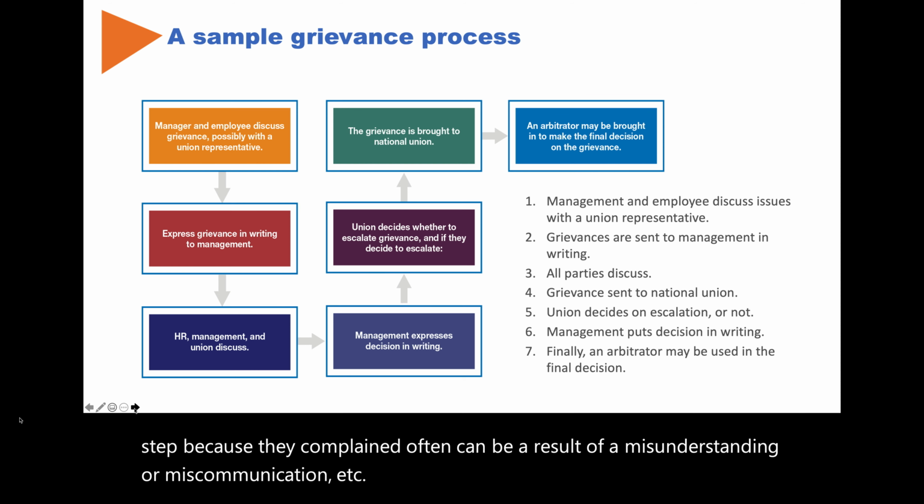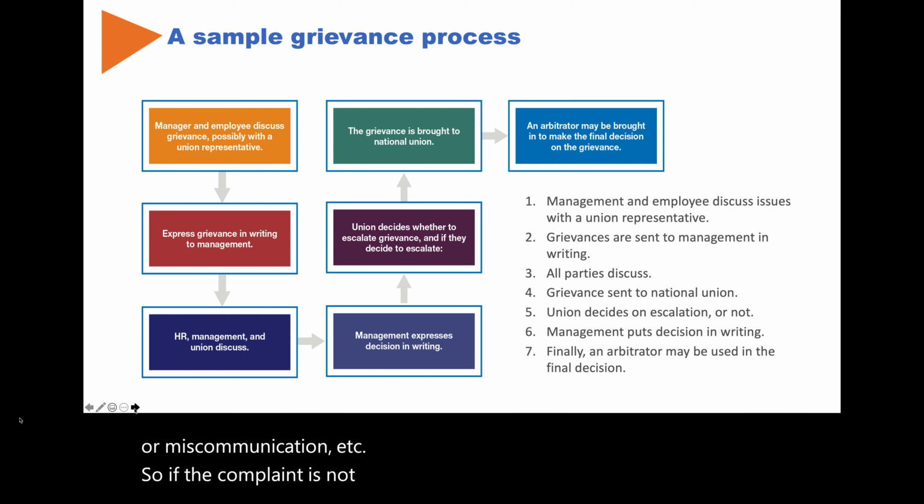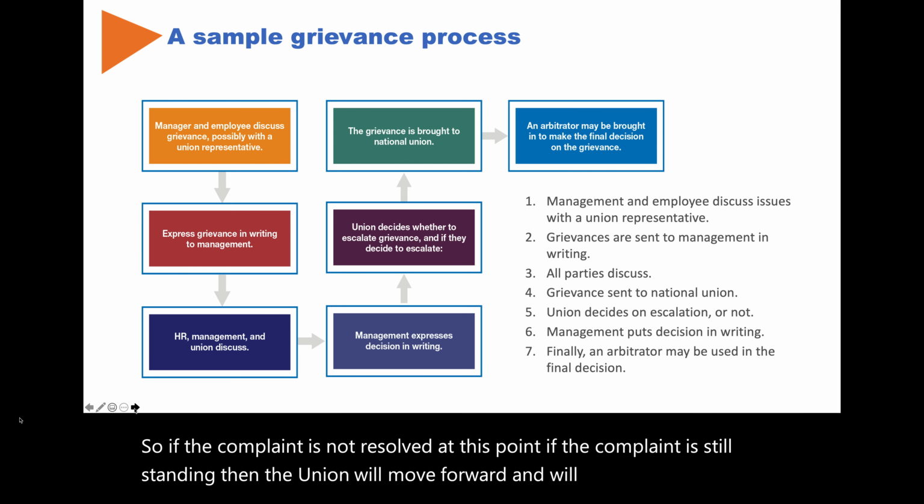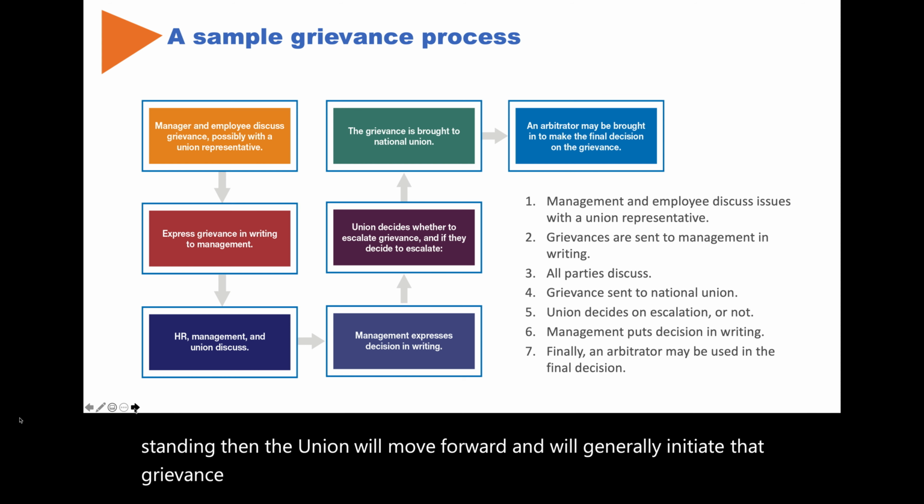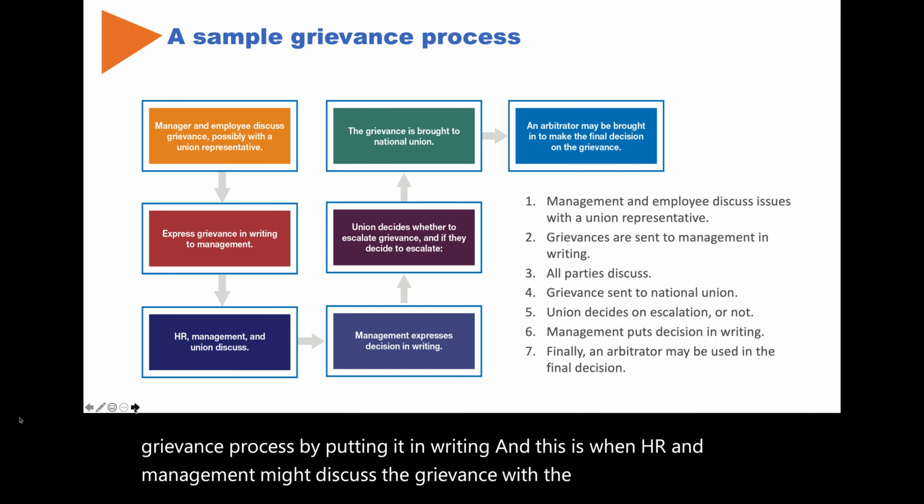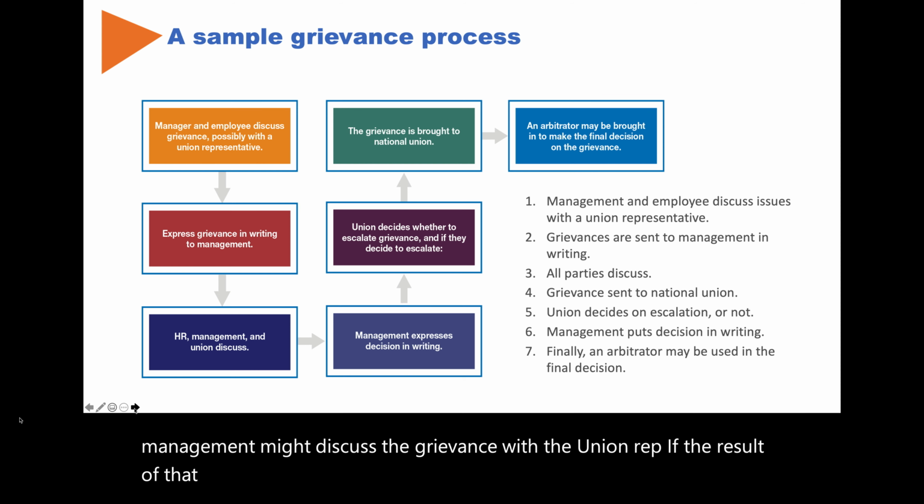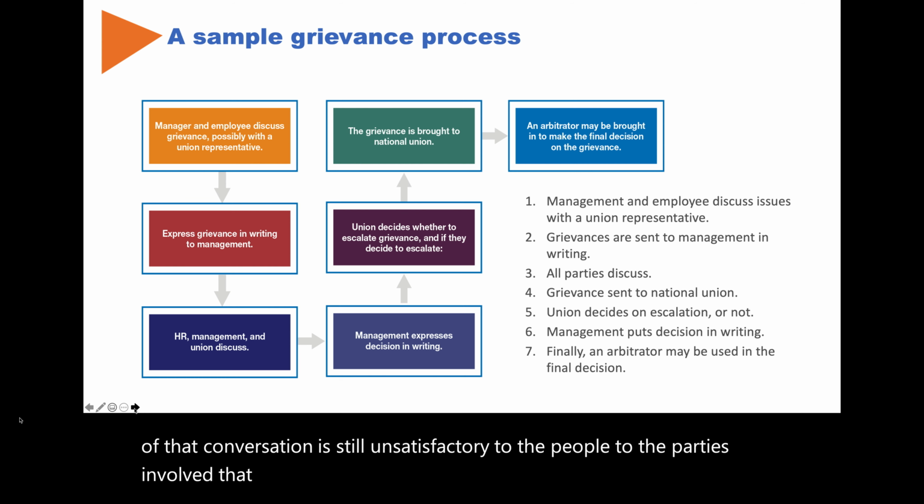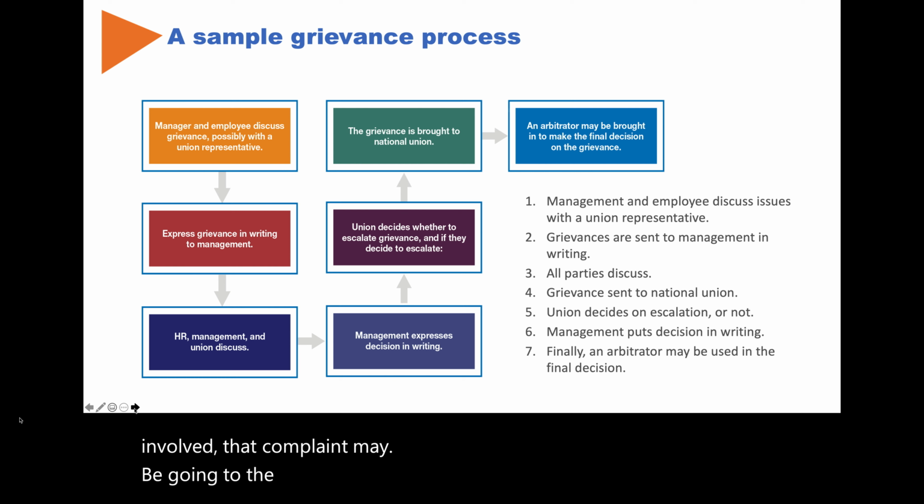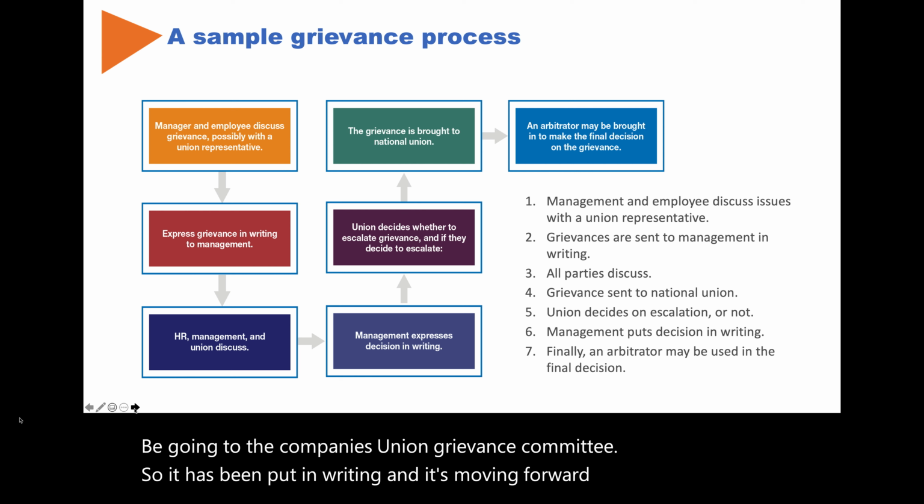So if the complaint is not resolved at this point, if the complaint is still standing, then the union will move forward and will generally initiate that grievance process by putting it in writing. And this is when HR and management might discuss the grievance with a union rep. If the result of that conversation is still unsatisfactory to the parties involved, that complaint may go to the company's union grievance committee. So it has been put in writing and it's moving forward in the process.